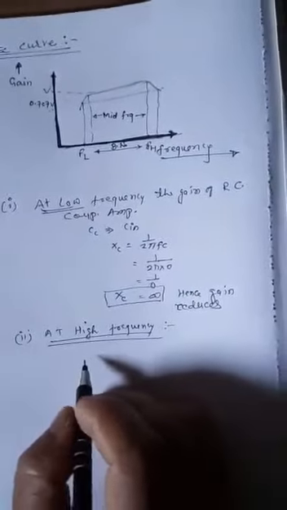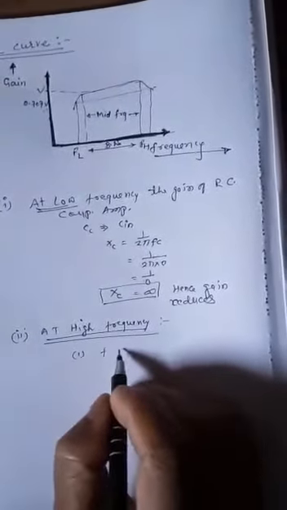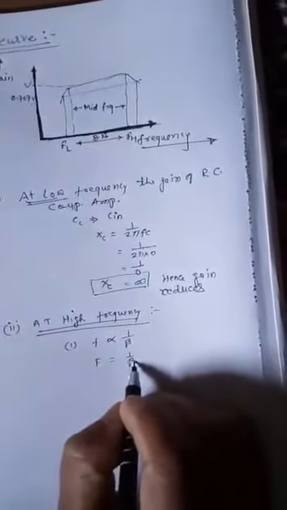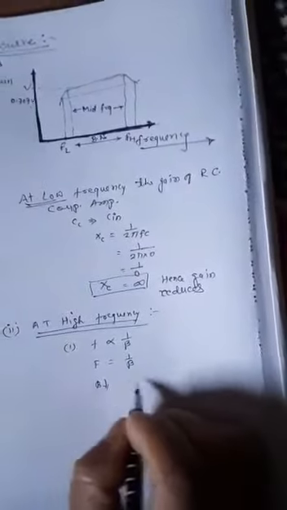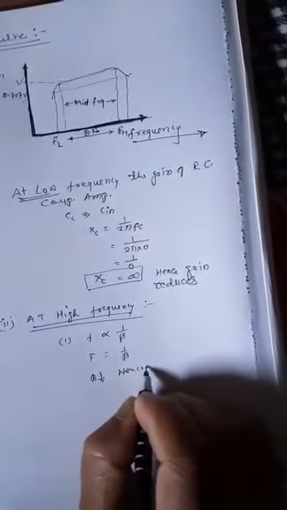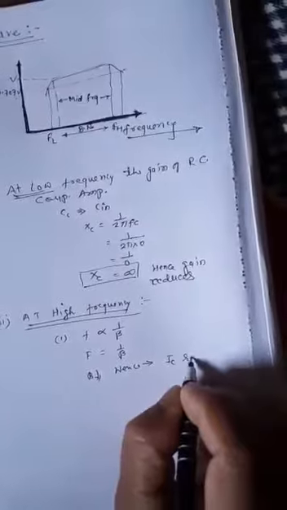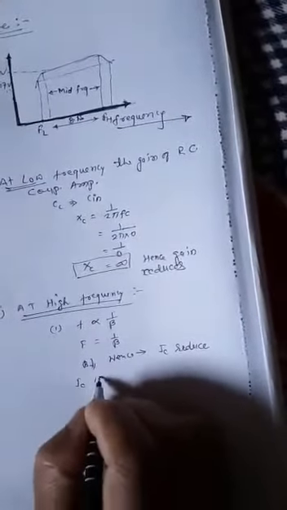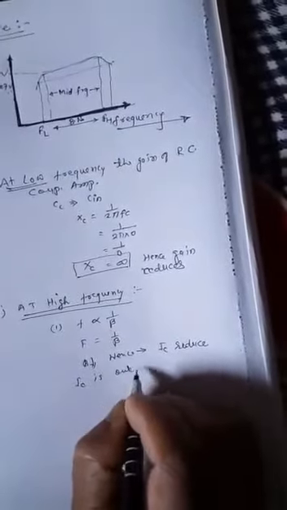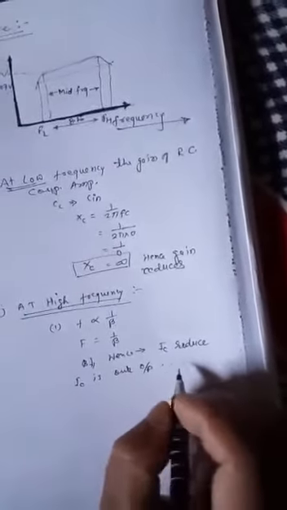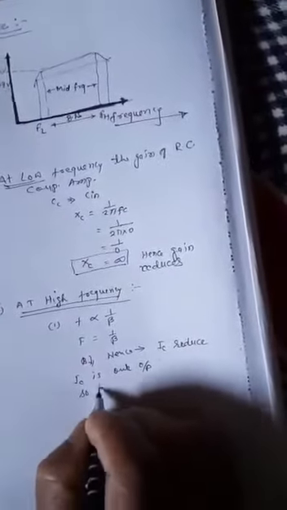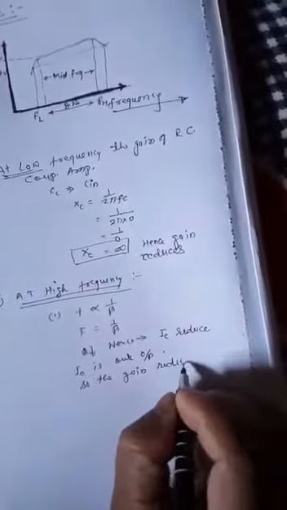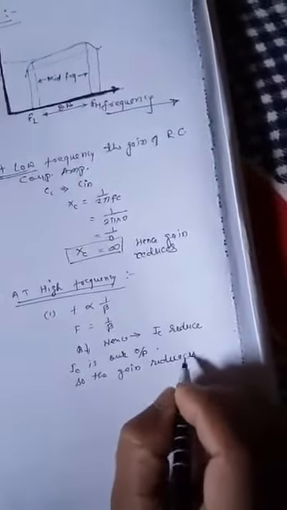We have a relation between frequency and beta. Frequency is inversely proportional to beta: F = 1/beta. Whenever beta reduces, hence IC reduces, and we know that IC is our output, so the gain reduces. Understand? Hence we can say that at higher frequency the gain also reduces.